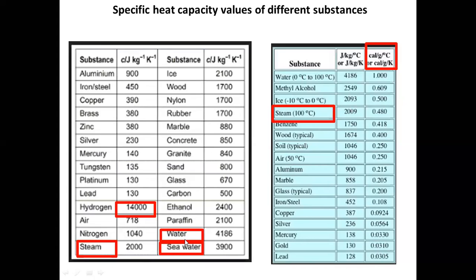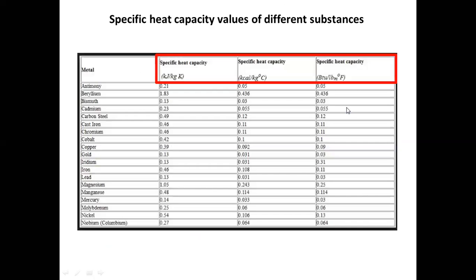So the water is 4,000 something. Sea water is a little less. Hydrogen is quite high. The energy needed to raise by 1 Kelvin is 14,000 joules, much more than water. Where is air? Air is 718. You can see the C values, the specific heat capacities.